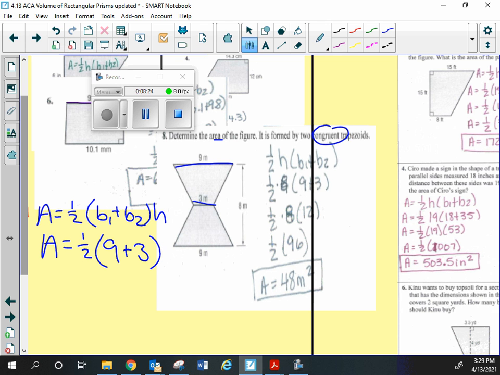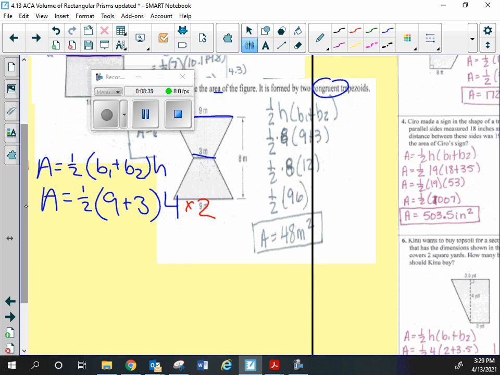Very good. Okay? And then what did we say that we needed to do? Do we just want one trapezoid or 2? We want both of them. So I'm going to go ahead and tack on this times 2, just so I don't forget in the end. That's a common mistake. Okay? Now we can go to counting. What color do I want to do first? The grouping. 9 plus 3 is what? 12.